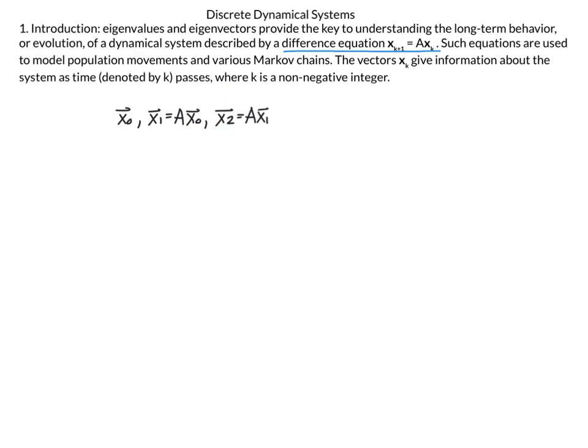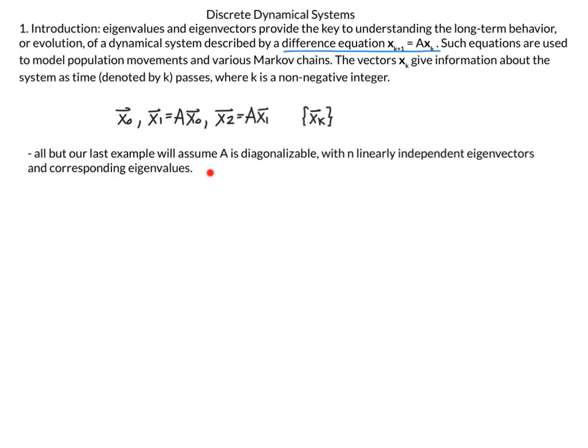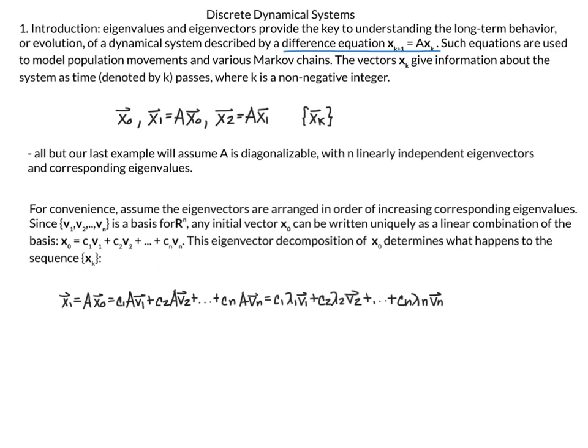And x2, the next time step, is equal to A times the previous time step, x1. In this way, we're going to get a sequence of x of k's. All but our last example will assume A is diagonalizable with n linearly independent eigenvectors and corresponding eigenvalues. For convenience, we'll assume the eigenvectors are arranged in order of increasing corresponding eigenvalues.